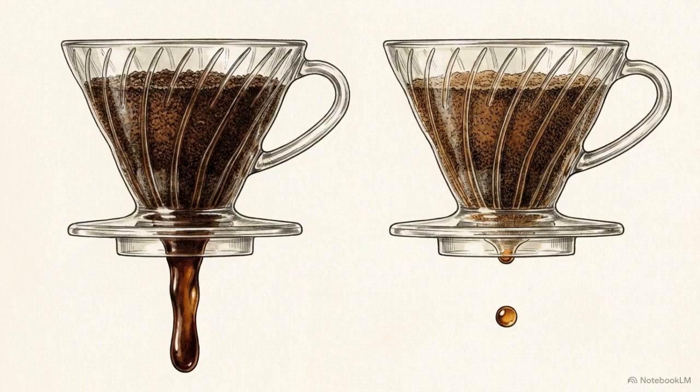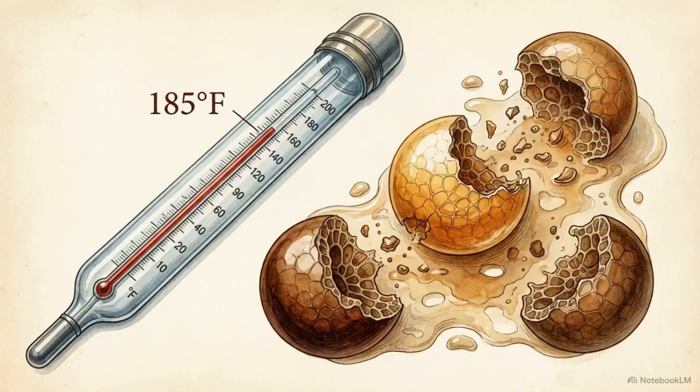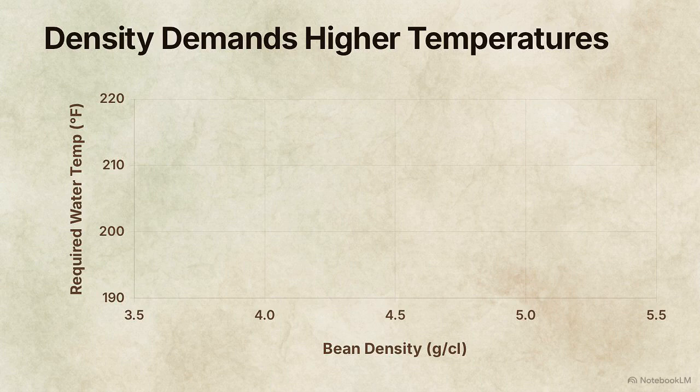This graph illustrates the predictive density model developed by Pete Licata. As bean density on the x-axis increases, there is a clear, direct upward correlation with the required water temperature on the y-axis. For extremely dense beans, reaching up to nearly 5 grams per centiliter, the curve hits the top right. You must push the water temperature to a near boiling 211 degrees Fahrenheit to successfully extract those highly desirable nonpolar molecules. Failing to reach this specific thermal threshold leaves a dense bean chronically sour.